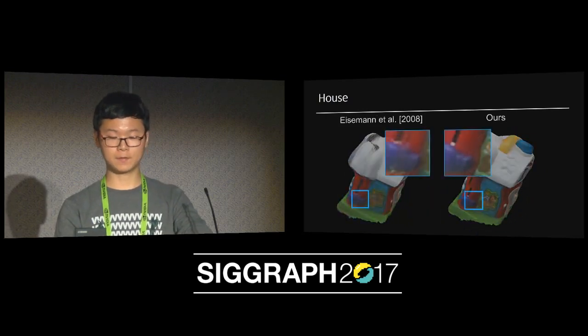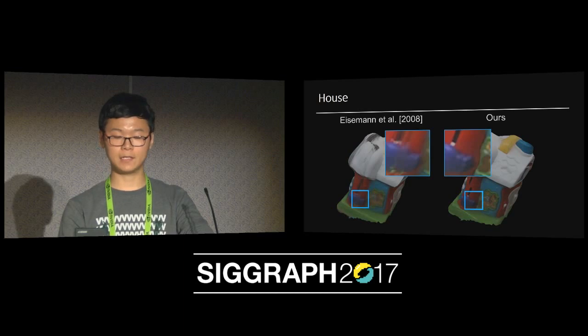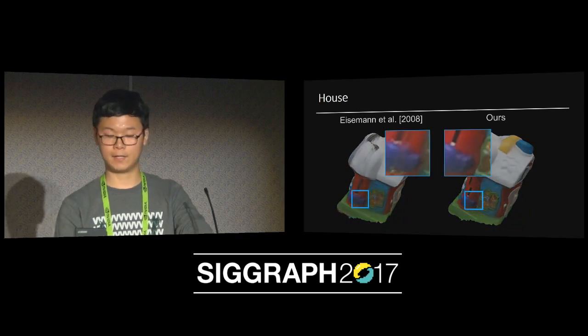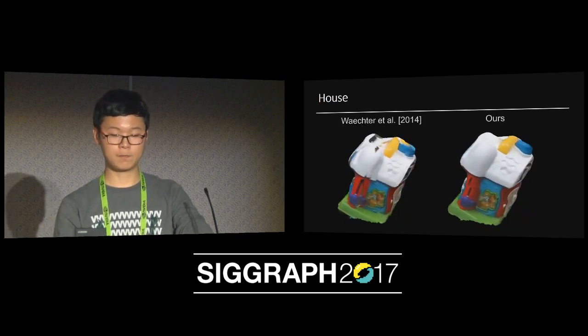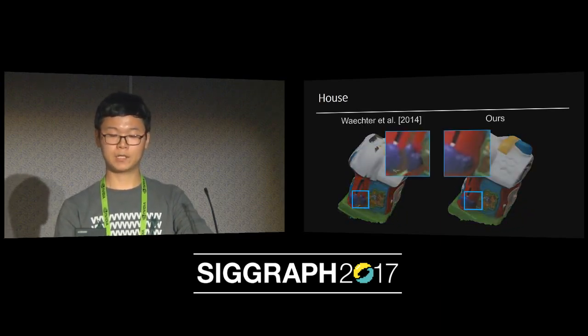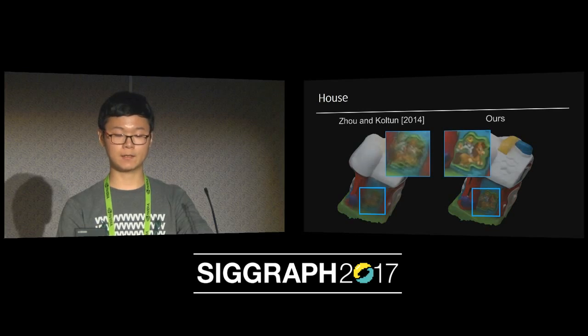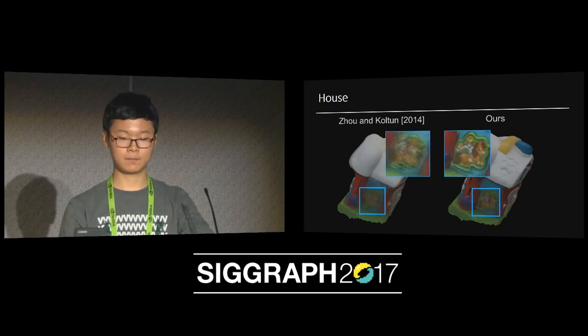Let's examine the house scene, which has complex and inaccurate geometry. Similarly, Eisenman's method produces blurry and ghosting artifacts. And Witcher's method produces tearing artifacts and visible seams around the pillar. And those methods also cannot correct large misalignments and generate blurry textures.